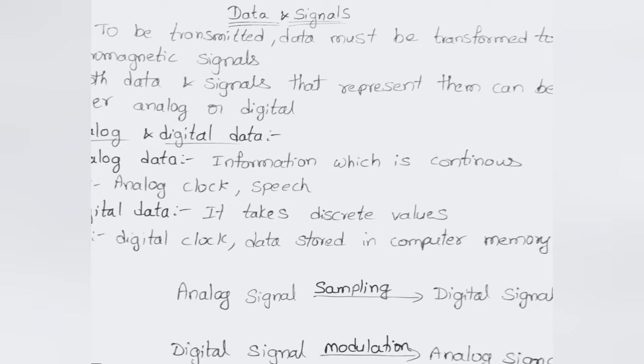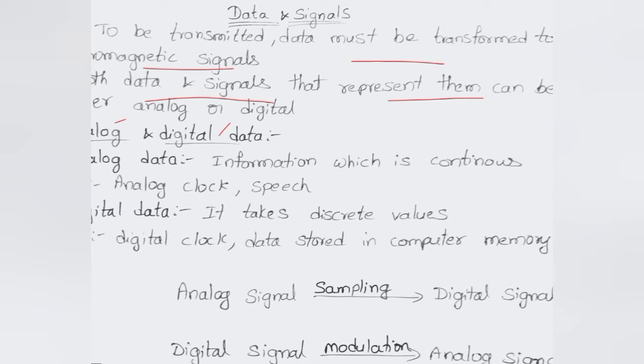To be transmitted, data must be transformed to electromagnetic signals. The data may be of any format, but it must be transformed to electromagnetic signals. Both the data and the signals that represent them can be either analog or digital type. So first of all, we will see what is meant by analog data and digital data.